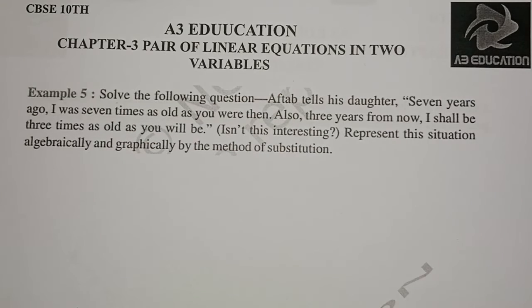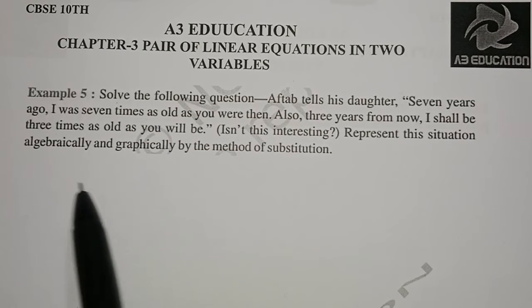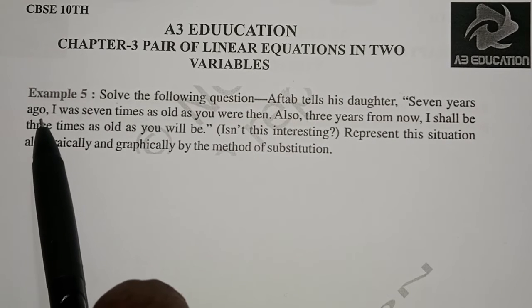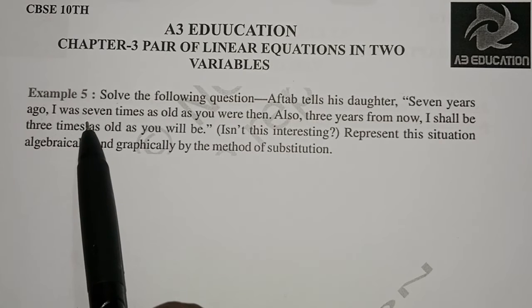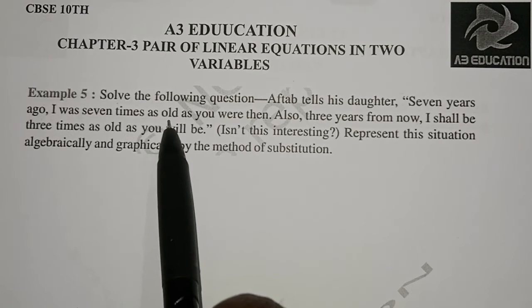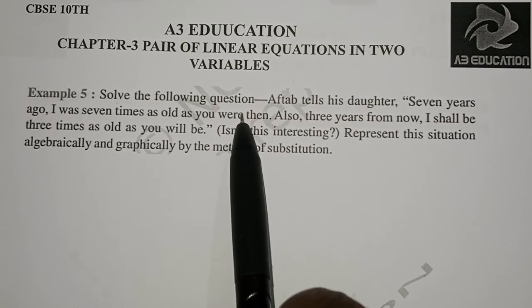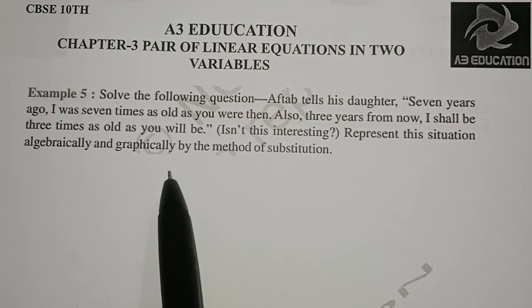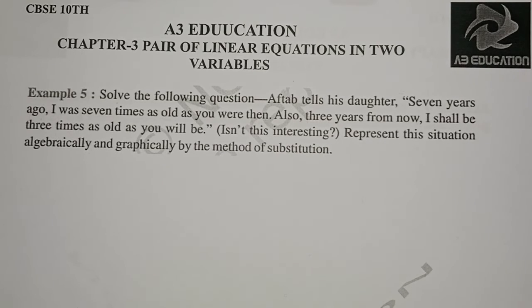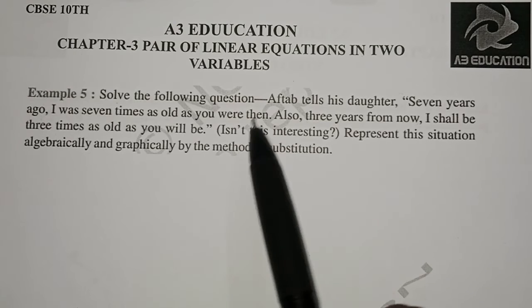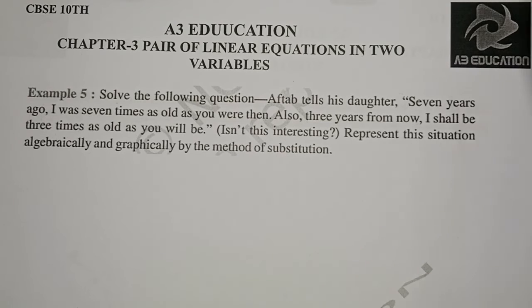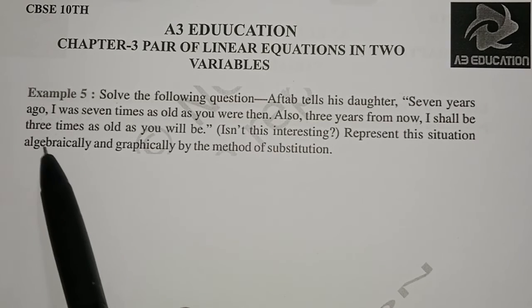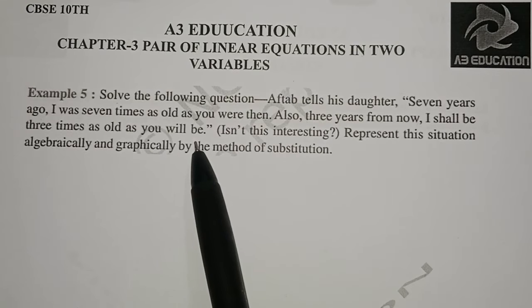7 years ago means past, therefore we should use minus in terms of ago. I was 7 times as old as you were. Then also 3 years from now. If the current age is 10, from now 3 years, therefore after 3 years means 13. Now 10, after 3 years 13. I shall be 3 times as old as you.